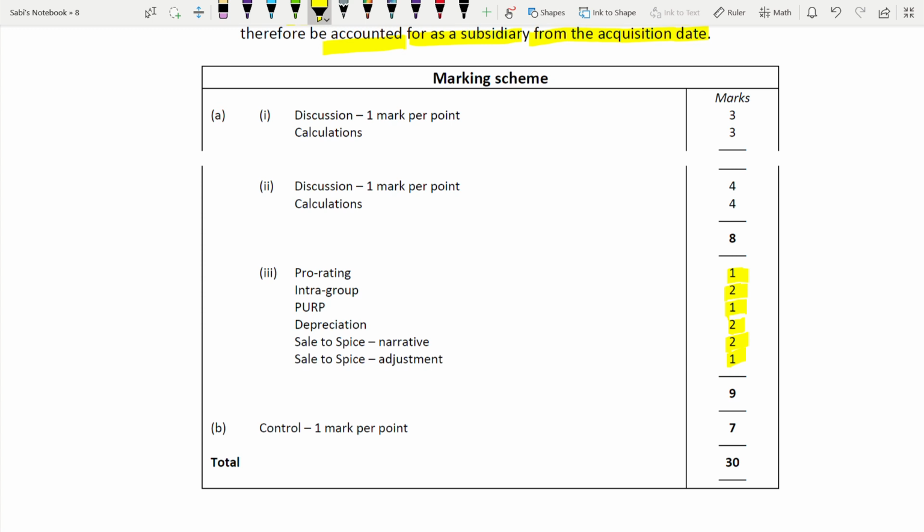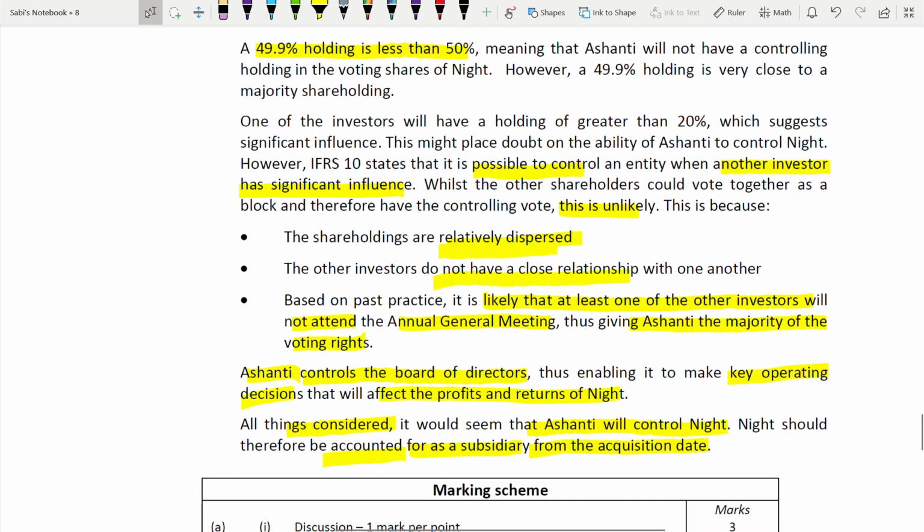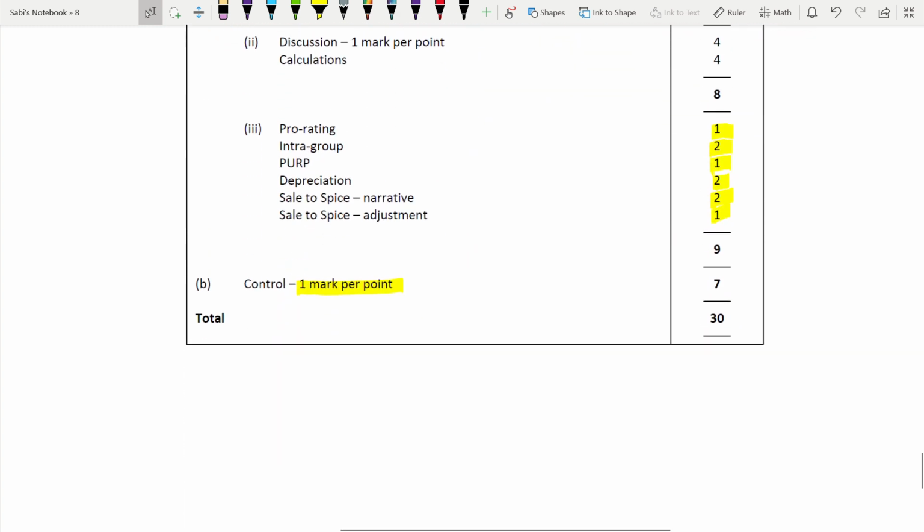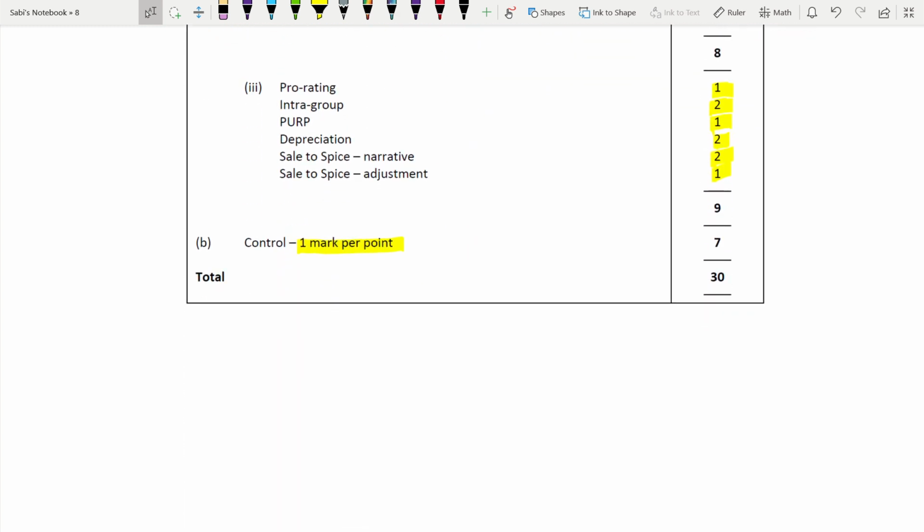Next, part B, 7 marks. How are you getting 7 marks? 1 mark per point. So you can start with the definition of control, then talk about the factors to consider whether you are controlling, then conclusion 1 mark, then you can talk about why the controlling vote is unlikely in this condition. The 3 bullet points you can link to the case study and explain. Okay, so with that I finished question number 8. See you in question number 9. Till then, take care, bye bye.